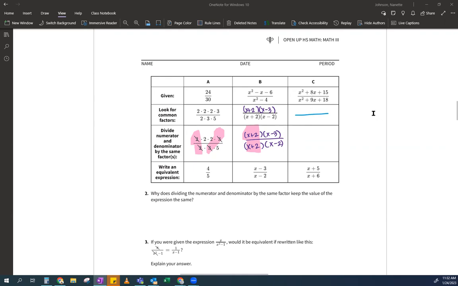So I'm going to factor really quickly. I get x plus 3, x plus 5 on the top. On the bottom, I get x plus 6, x plus 3. And then I am going to copy this just so I don't have to write it again.